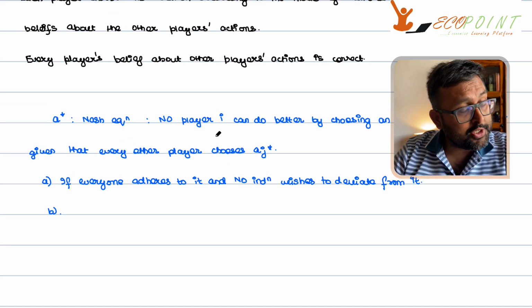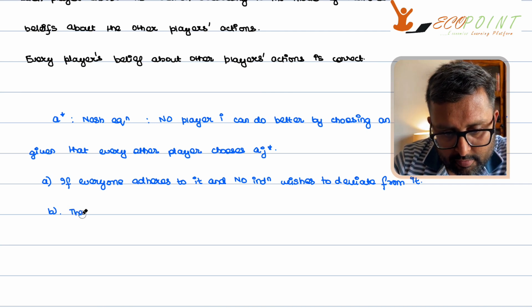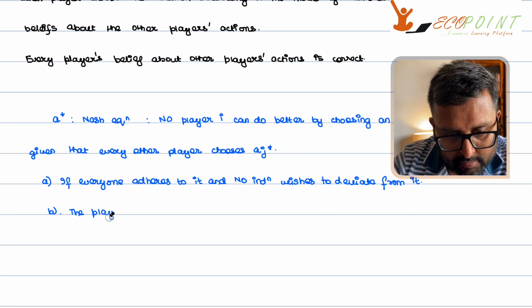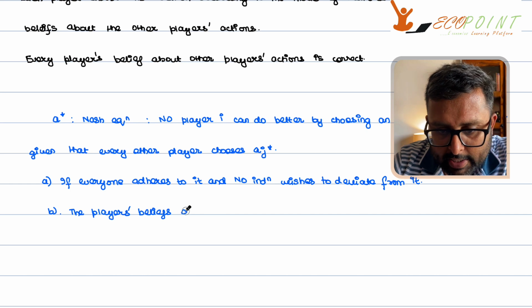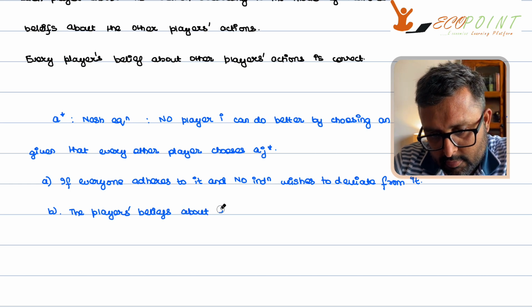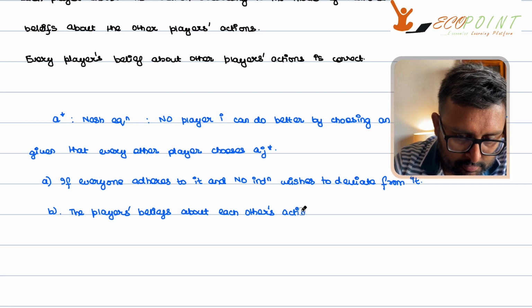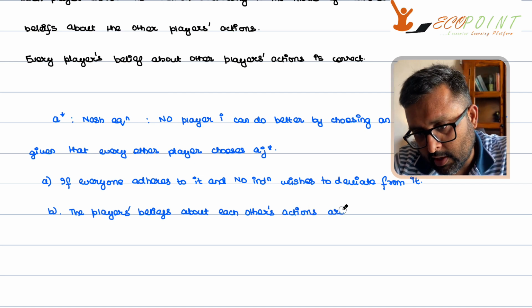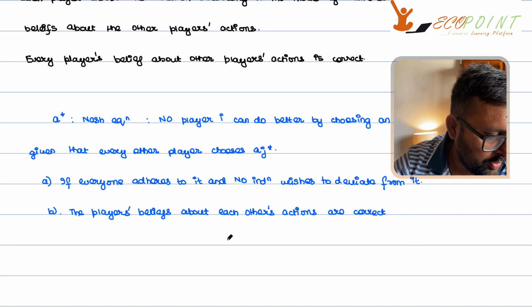There is no profitable deviation from it, and the players' beliefs about each other's actions are correct. About each other's actions are correct, right?